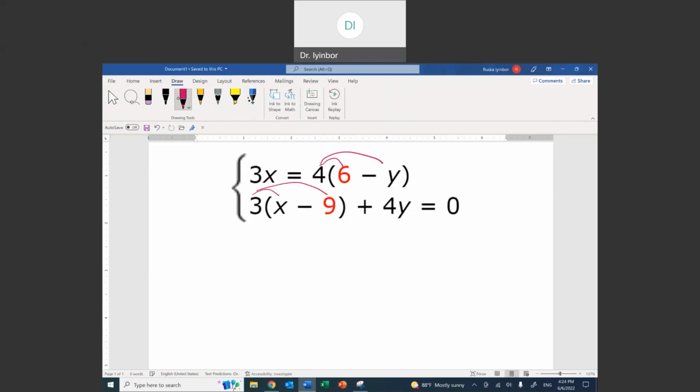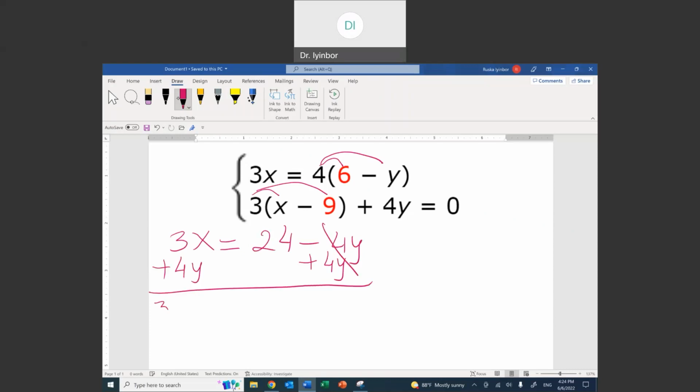So I have 3x equals 4 times 6 is 24 minus 4y. So what I need to do is move x and y to the same side. So I'm going to add 4y to both sides. And I'm going to get 3x, make sure you put x in the first place, plus 4y equals 24. So this is my first equation. So I'm rewriting the first equation: 3x plus 4y equals 24. So that's my first equation.